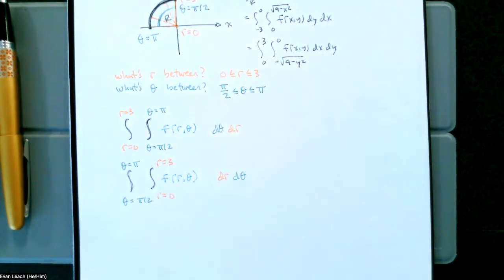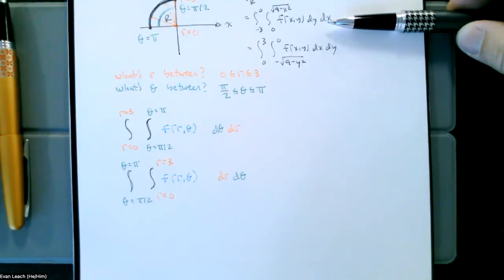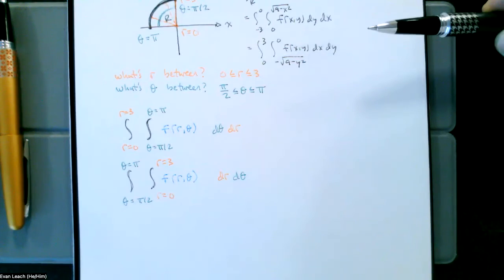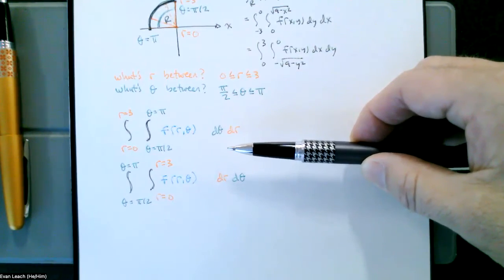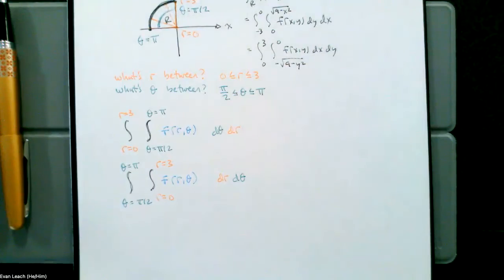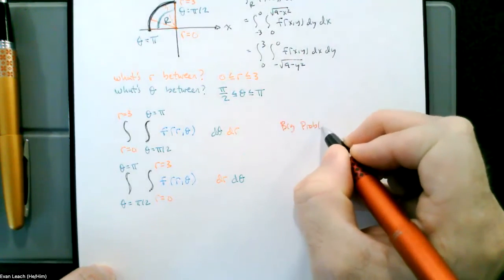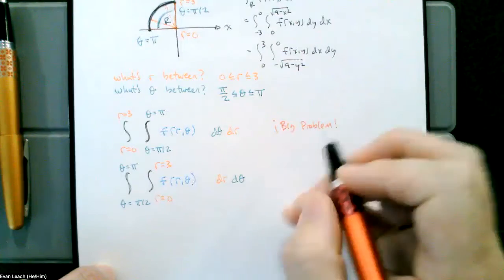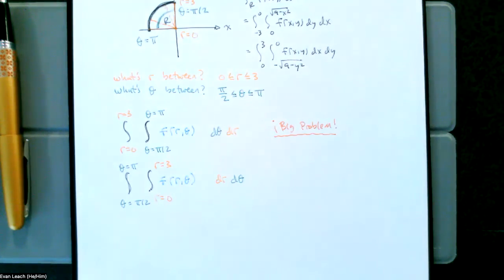So when we look at these two double integrals in polar coordinates, everything seems simple enough. We did the same thing. What's r between, what's theta between, just like what's x between and what's y between. But here's the problem. In these integrals up here, dx and dy both represent length, or length and width, if you want to call them different things. Down here, dr is a length, but d theta is a change in angle, not a length.